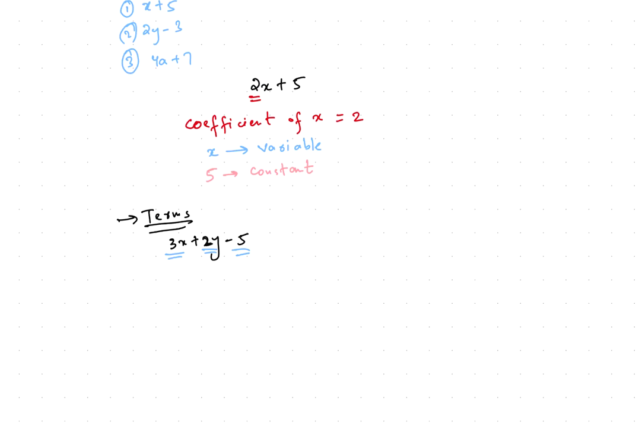For example, 3x is one term in here, 2y is another term here. Then you have 5, which is another term here. These are all terms, basically, that you should know. So terms are separated by plus or minus signs, basically.